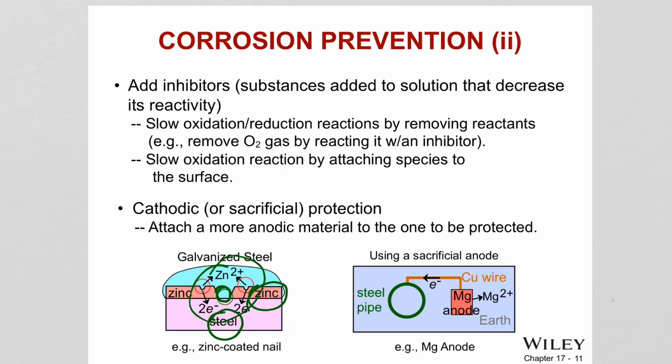You can also do this using a sacrificial anode like magnesium, as I said, attached to the steel pipe with a cable. Instead of the steel corroding underground, the magnesium will start to give its electrons to the steel, and it will form ions and dissolve into the soil.